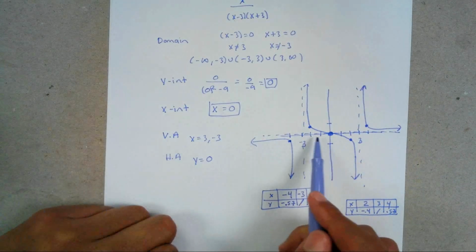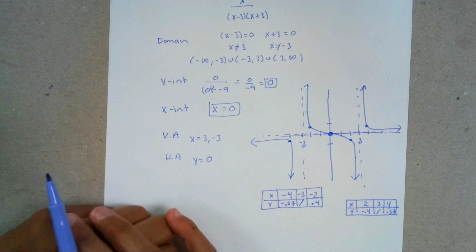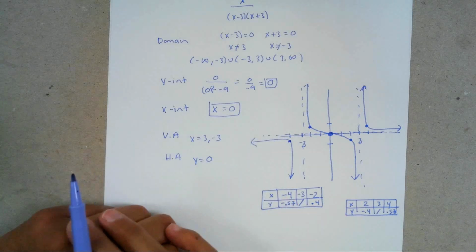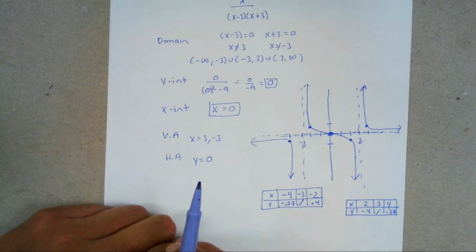Okay? So the one in the middle, you're always going to have either a snake or a parabola. But you always want to pick points left and right of your vertical asymptote of each one so that you can see where your points are going to be, either on the top or on the bottom. Okay, so let's try another one.